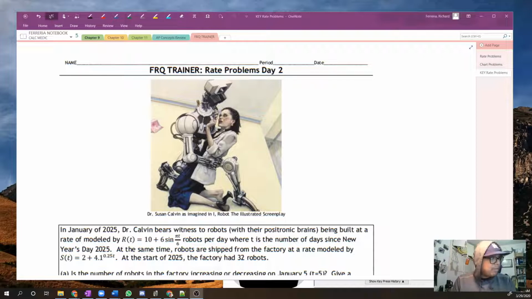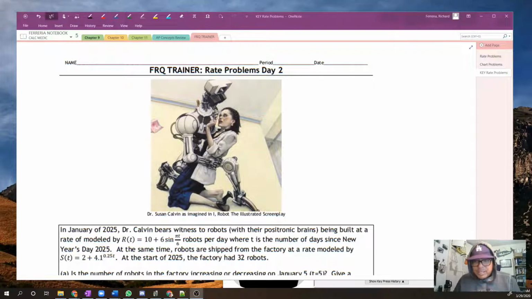January 2025, Dr. Calvin bears witness to robots with their positronic brains being built at a rate modeled by R(t) equals 10 plus 6 sine(pi t over 6). If you'll remember, this is the same rate that we had yesterday. At the same time, robots are being shipped from the factory at a rate modeled by S(t) equals 2 plus 4.1 to the 0.25 t power. At the start of 2025, the factory had 32 robots.